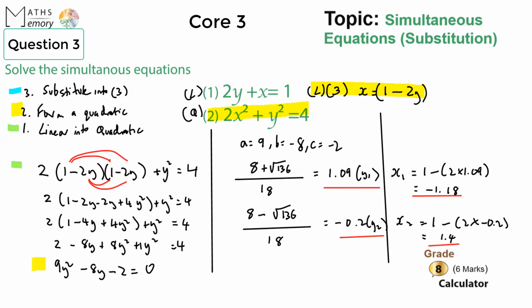If you wanted to, you could write this in a more concise way over here. I don't want to confuse you, but I'm going to write the answer over here. So the first coordinate would be minus 1.18, comma, 1.09, x1, y1. And your second coordinate, x2, y2, would be 1.4, comma, minus 0.2. So there you have it. Those are your final answers, your two final coordinates.